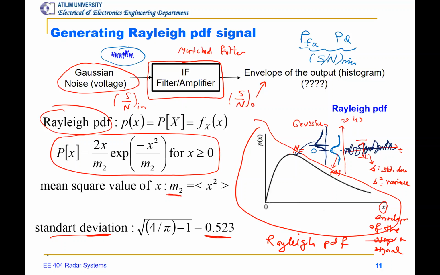So this shows simply what happens when we apply a Gaussian noise to an IF stage. Mathematically, we now show that the output signal's envelope follows the Rayleigh PDF. This is important because in the next stage, we'll be looking at probability of false alarm. That's the parameter that we have been talking about. It's very much related to this Rayleigh PDF.